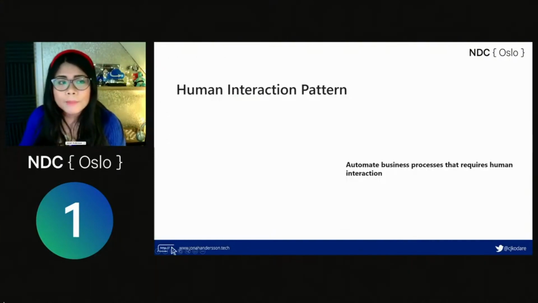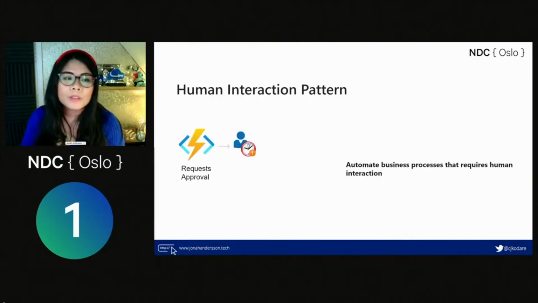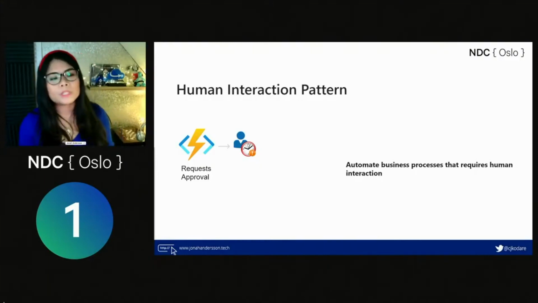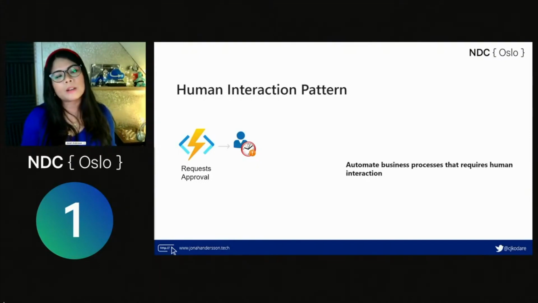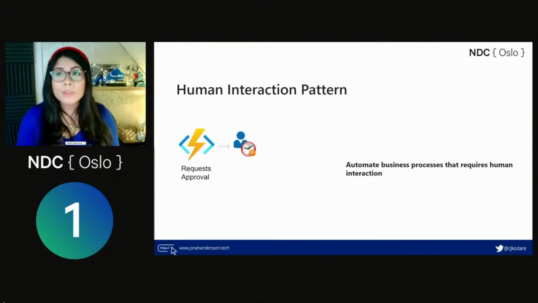And the next pattern, the fifth pattern, is called a human interaction pattern. This is ideal if you have a use case that requires automation of business processes that requires human interaction. One good example is a request approval business process. For example, you have approval for paperwork that needs someone's input.